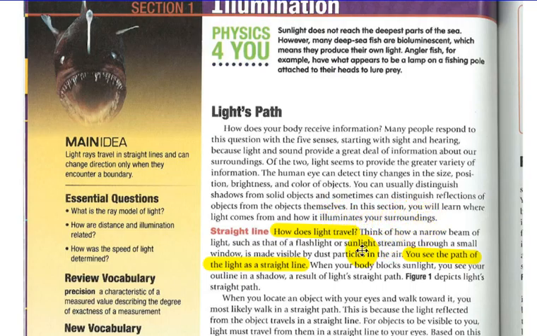In this section, you'll learn where light comes from and how it illuminates your surroundings. So, how does light travel? Think of a narrow beam of light, such as a flashlight or sunlight streaming through a small window. It's made visible by dust particles in the air. You see the path of light as a straight line. When your body blocks sunlight, you see the outline of a shadow. And that also indicates that light must be traveling in a straight line.